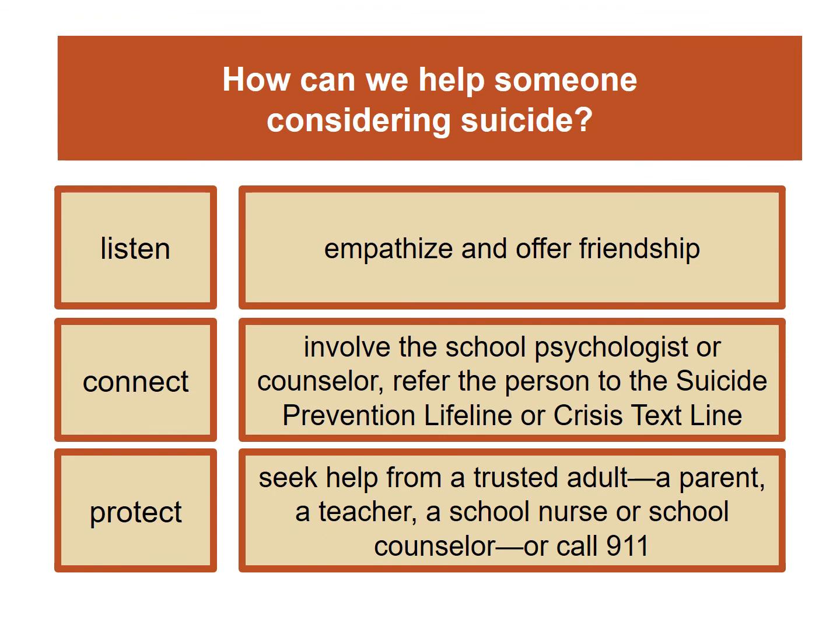How can we help someone considering suicide? Listen, empathize, and offer friendship. Connect. Involve the school psychologist or counselor, and refer the person to the suicide prevention lifeline or crisis text line. Protect. Seek help from a trusted adult, a parent, a teacher, a school nurse, or a school counselor, or call 911.